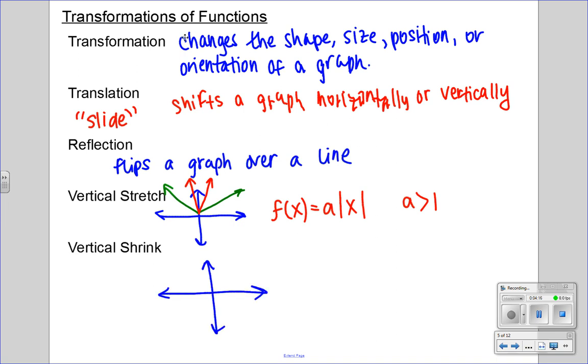For a vertical shrink, it's going to shrink it down and make that graph a little bit fatter. So let's do the original in green, our parent function in green. And then the shrink be a little bit fatter, okay? And for this one, a has to be in between 0 and 1, something like 1/2. All right, so we're going to take these things, put them together, and we're going to practice.